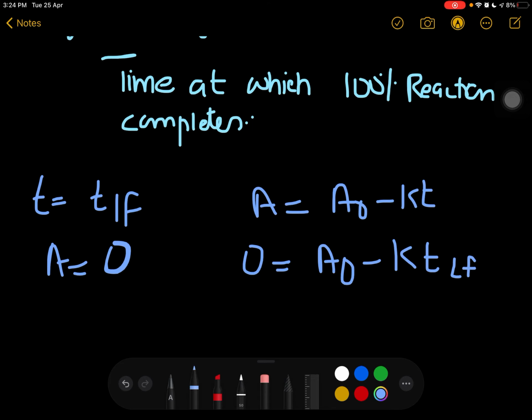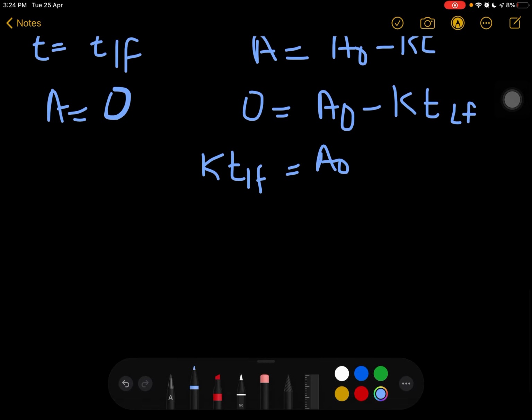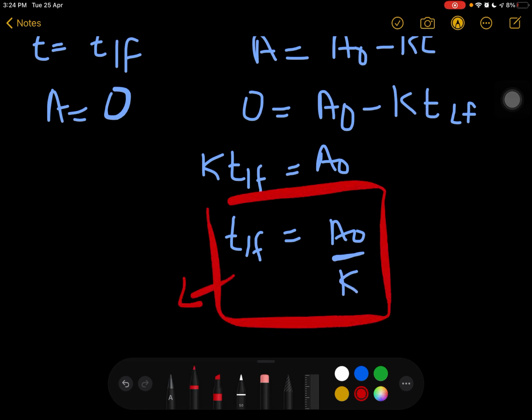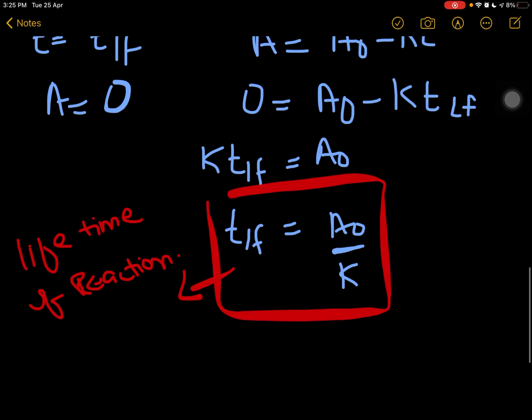TLF, right? Now this equation would be equal to K TLF is equal to A naught, and now this TLF is equal to A naught upon K. Now this is the formula for the lifetime of the reaction, right? I consider that basically in zero order kinetics, the unitary method can also be used.